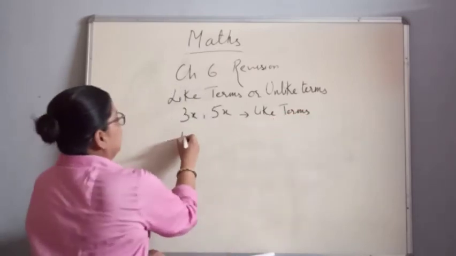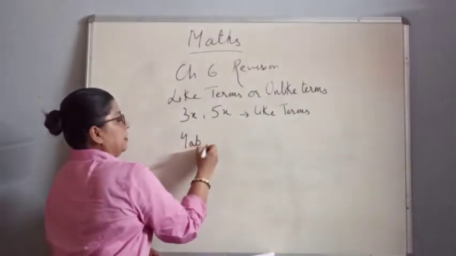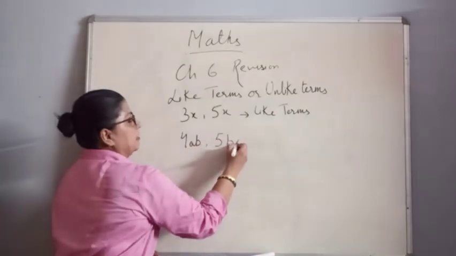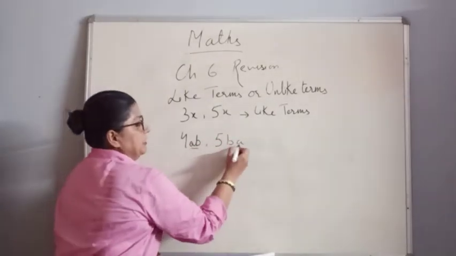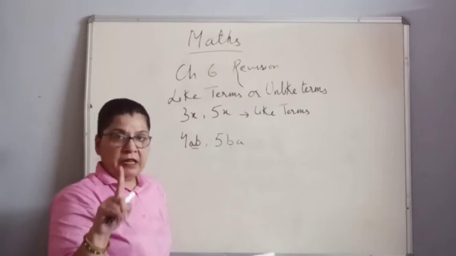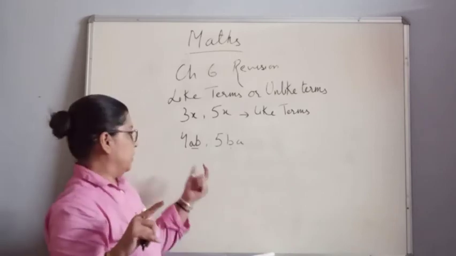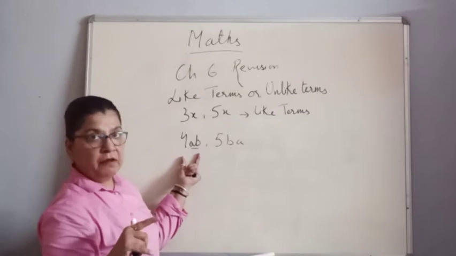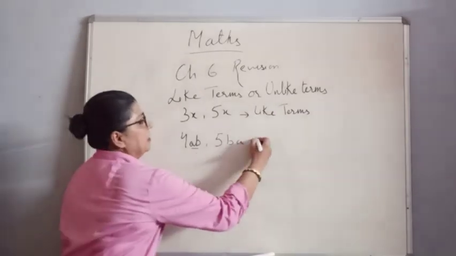If I am having 4ab, 5ba, it is ab, it is ab. Whether they are in different order, both are the same. A to the power 1, B to the power 1. Here again A to the power 1, B to the power 1. So we are having like terms.